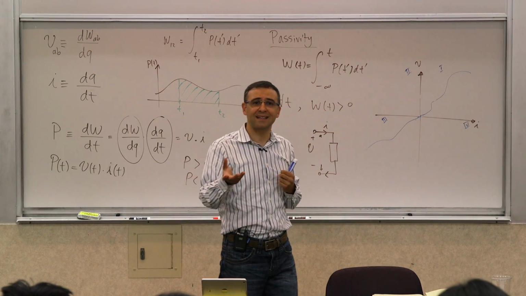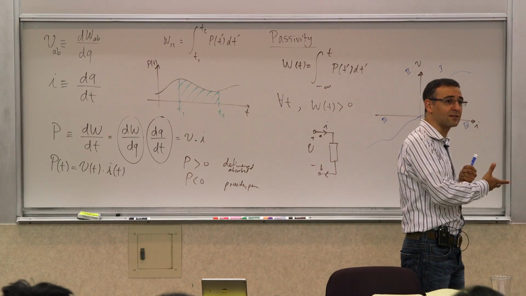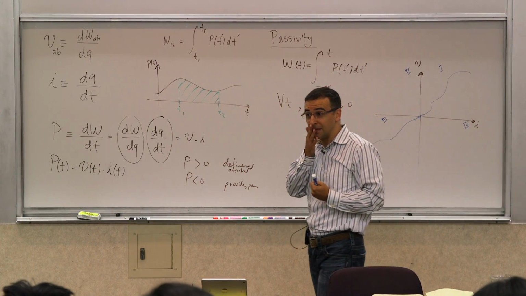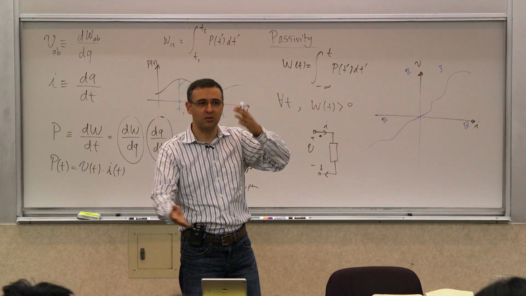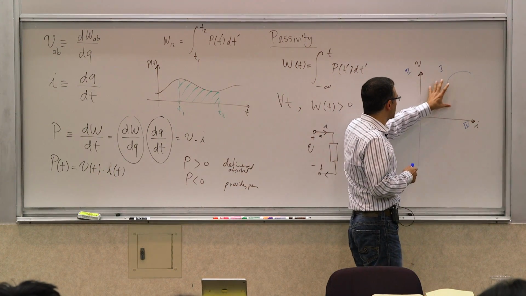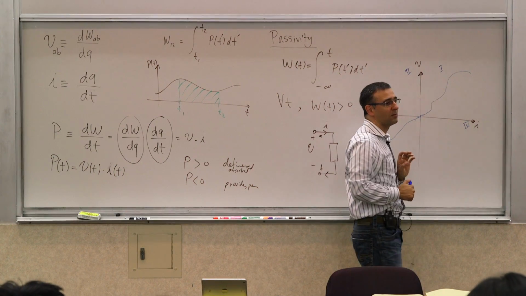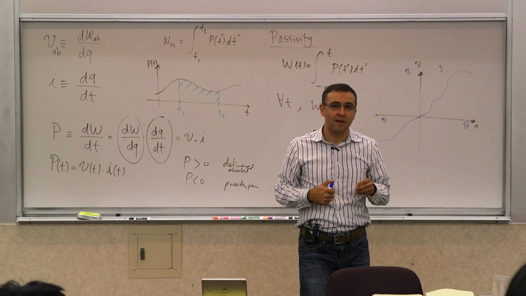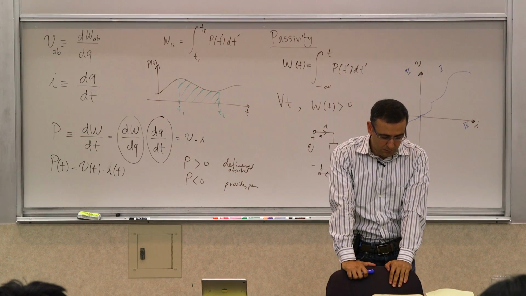There are things where the magnetic flux is a function of their current. They're called inductors in general. They can be nonlinear, they can be time varying. We'll talk about those as we go forward. But this is a passive component. So if you have an IV characteristic that is in the first and third quadrant, it would be passive.